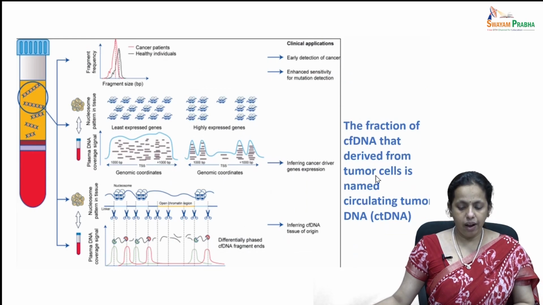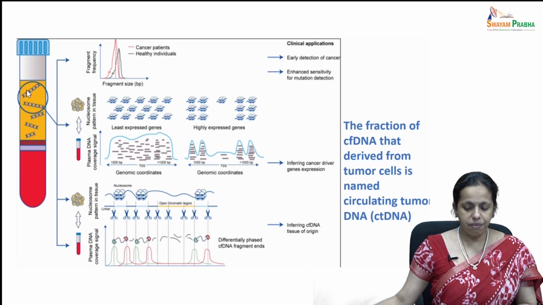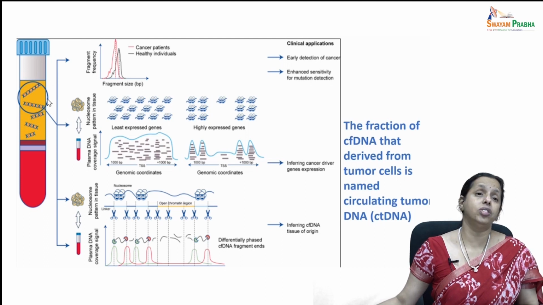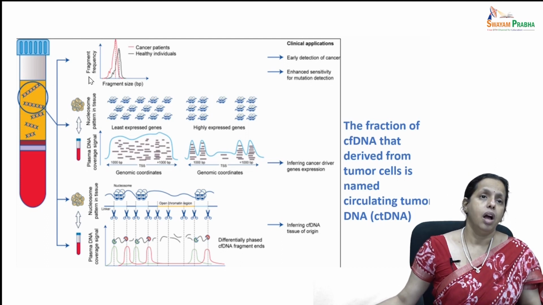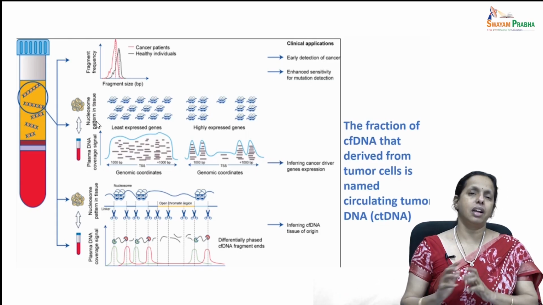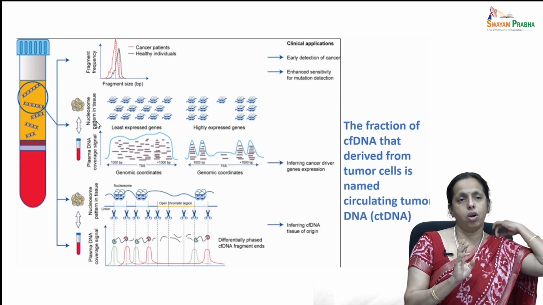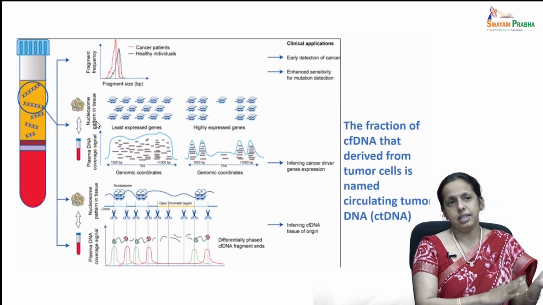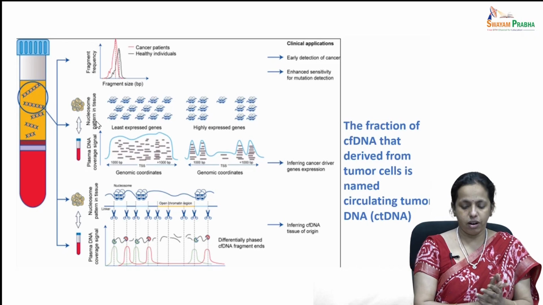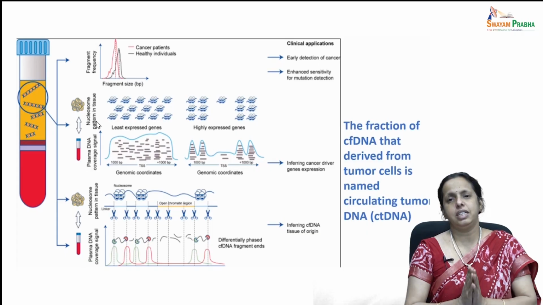All this molecular signaturing is very important to guide therapeutic decision making. So you have the cell-free DNA, and that particular fraction of cell-free DNA that is derived from the tumors is named ctDNA, or circulating tumor DNA. So we are now introduced to three different concepts: CTC, circulating tumor cells, then cell-free DNA, and then the fantastic term ctDNA.